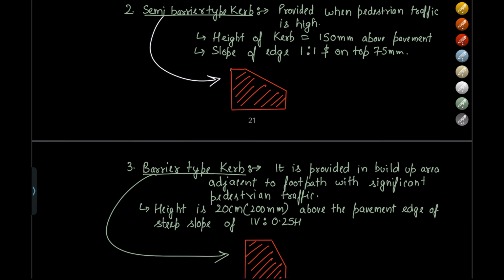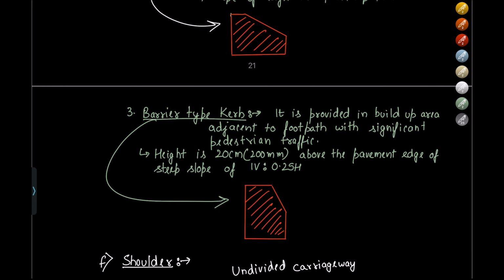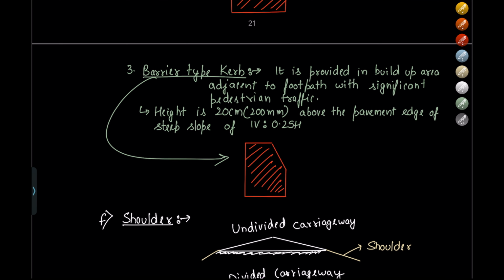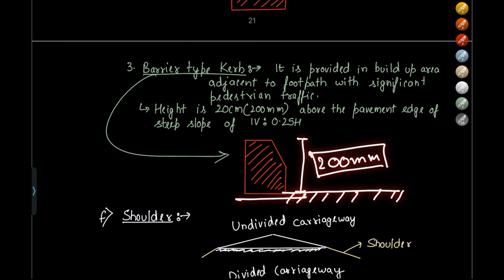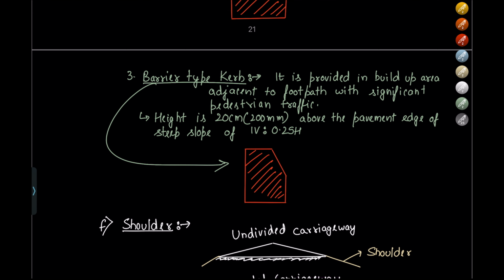Next is the barrier type of curb. It is provided in built up area adjacent to the footpath with significant pedestrian traffic. Height is 20 cm or 200 mm above the pavement edge, with a steep slope of 1 vertical to 0.25 horizontal. Here also the pavement is at the bottom and the height is 200 mm, and it is very difficult to climb on it, and that is why it is known as barrier type of curb.